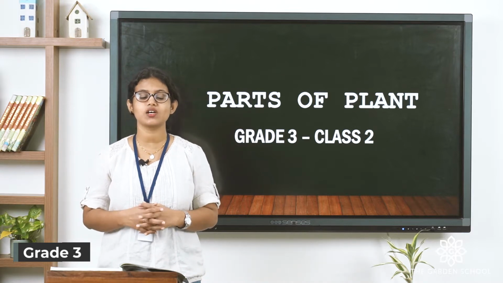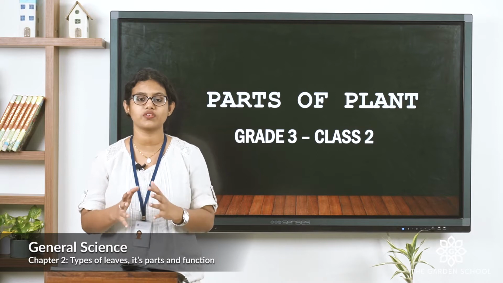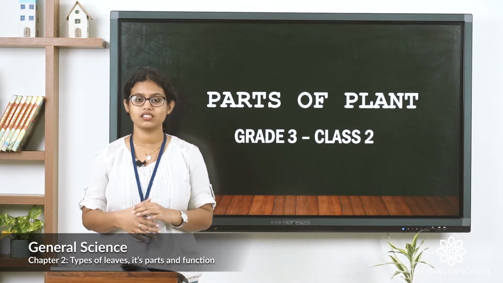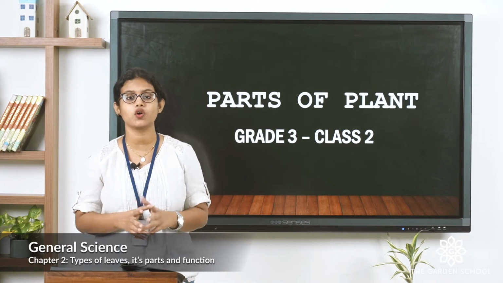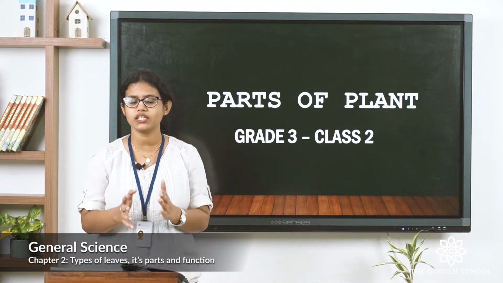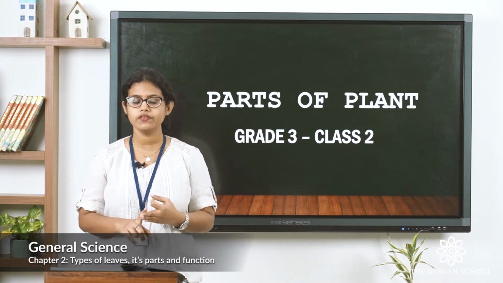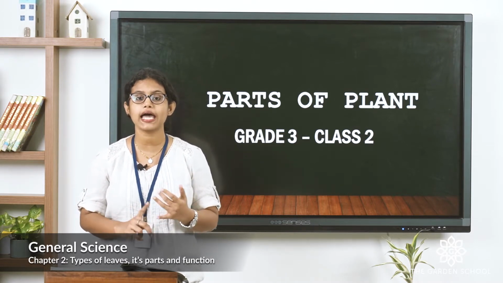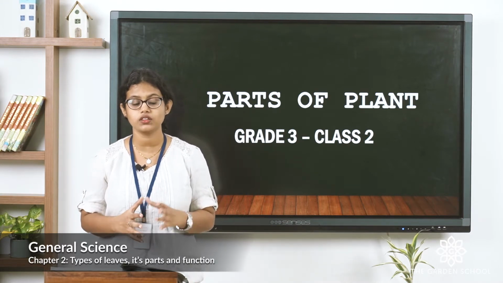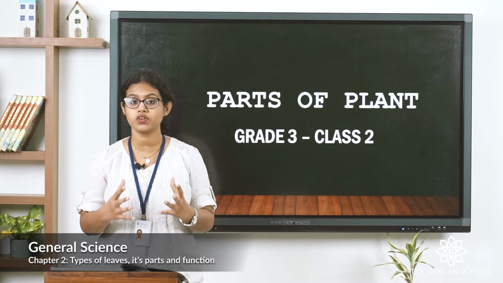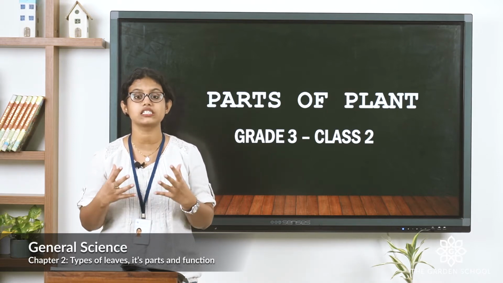In the last class, we started with the second chapter, that is parts of a plant. And we learnt about the different kinds of plants. And then we learnt about parts of a plant. So which are the different parts of a plant? Root, stem, leaves, flower, fruit and seed are the different parts of a plant. And we started with the first two parts. Which are the first two parts? The root and the stem. And we discussed its function.